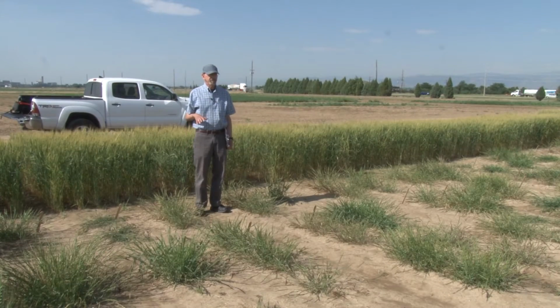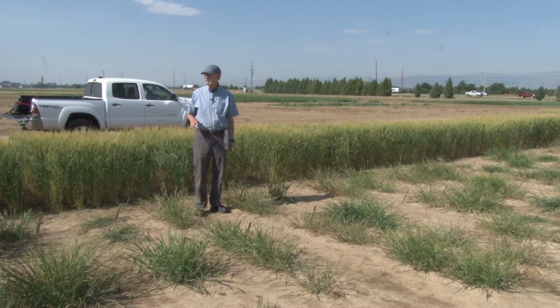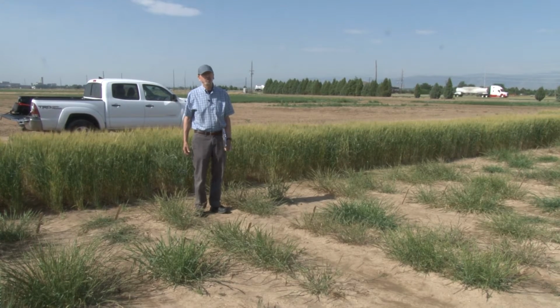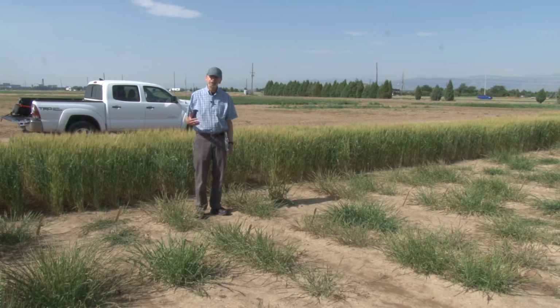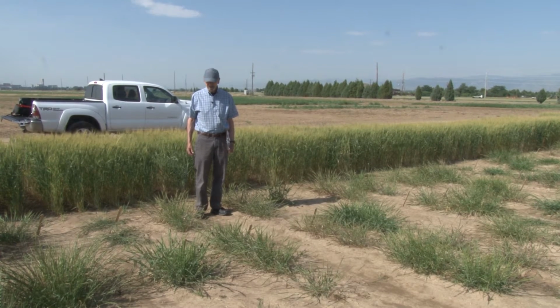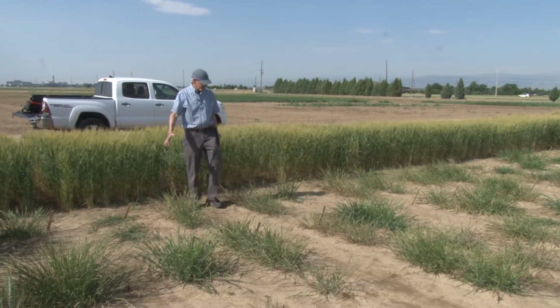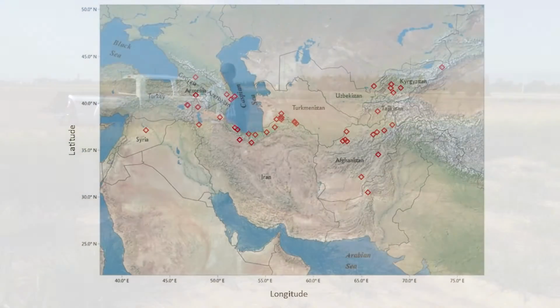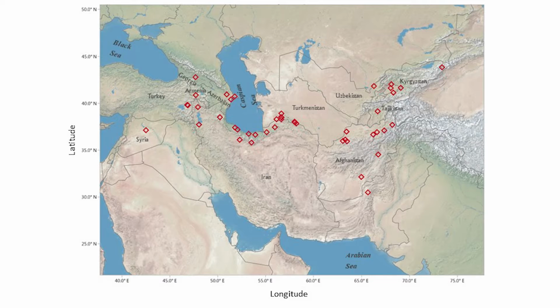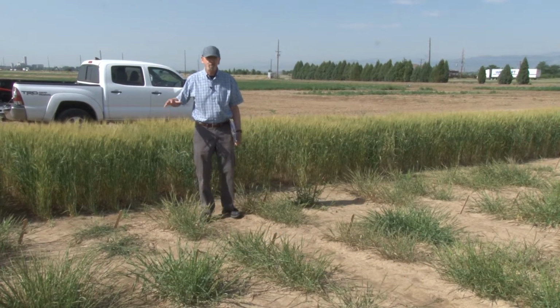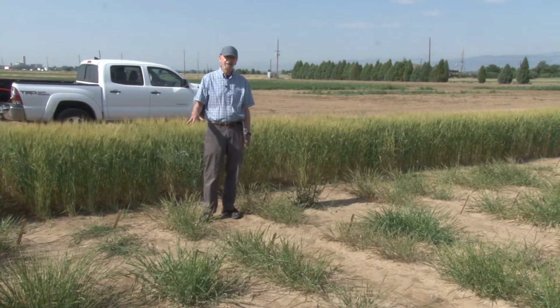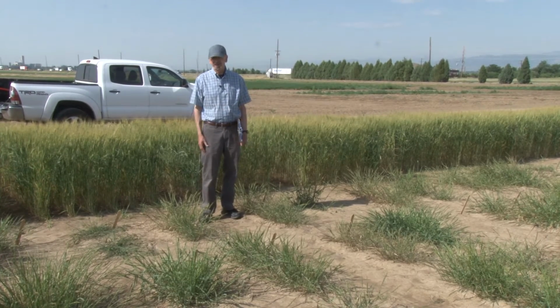We planted these under fully irrigated and under dryland conditions. So one of the traits that we hope to look at is the drought tolerance of these materials. But these were collected everywhere from Syria to China. Quite a few are from Iran, from Armenia, from Afghanistan. And as you can imagine, from that wide range of habitats, there's a lot of different ecotypes of this species.